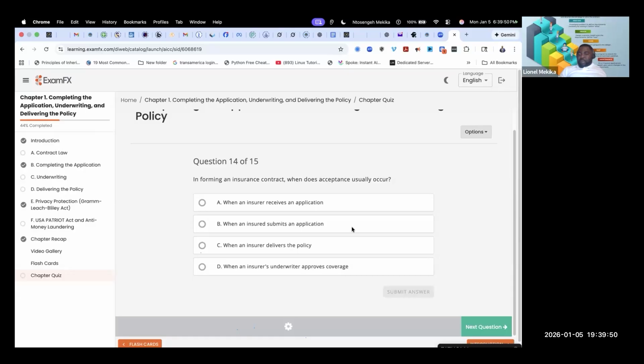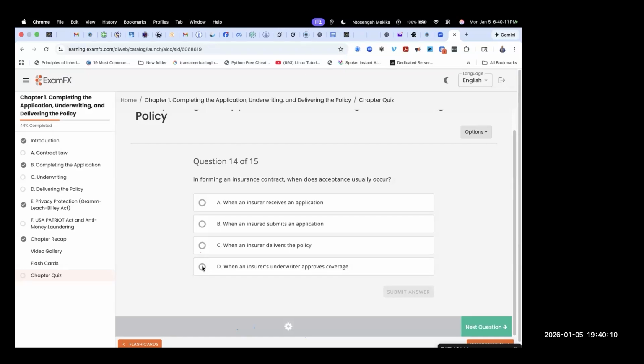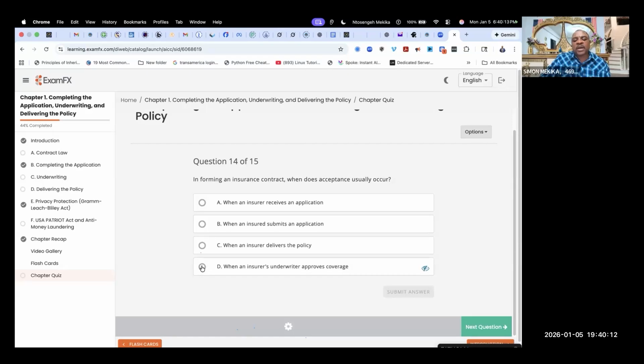When an insurer receives an application. So does that one look like elimination to me? Yes. When an insurer submits an application, eliminated. When an insurer delivers the policy, I will not say anything on that. When an insurer underwrites and approves coverage. So automatically I would choose D. All right. Everybody is going for B? What are you seeing in the chat? I'm seeing D. Okay, yes. So automatically it should be D.